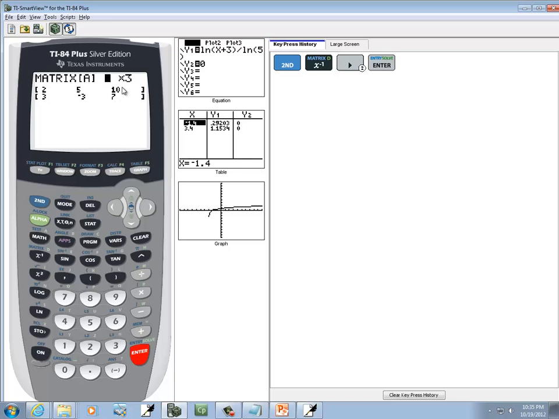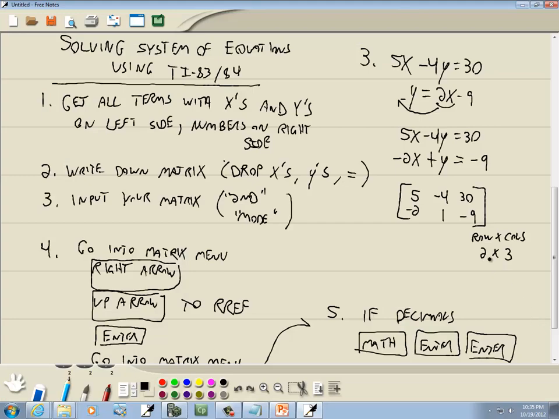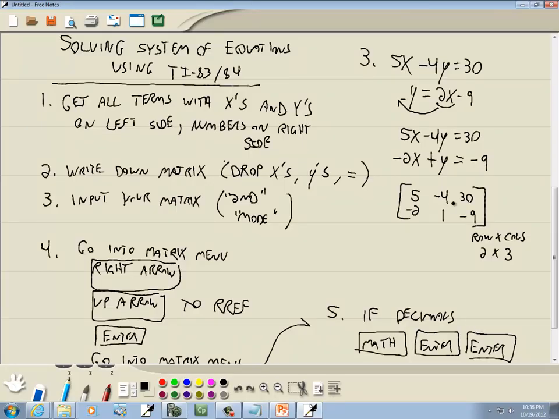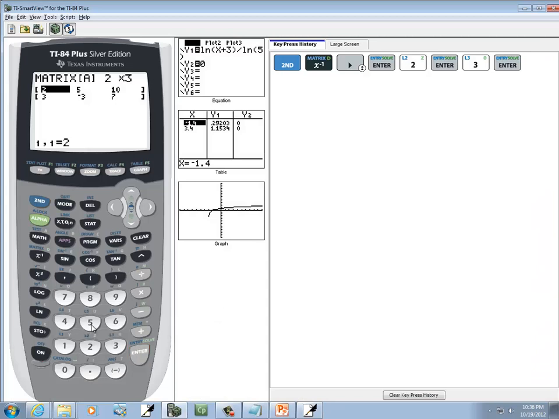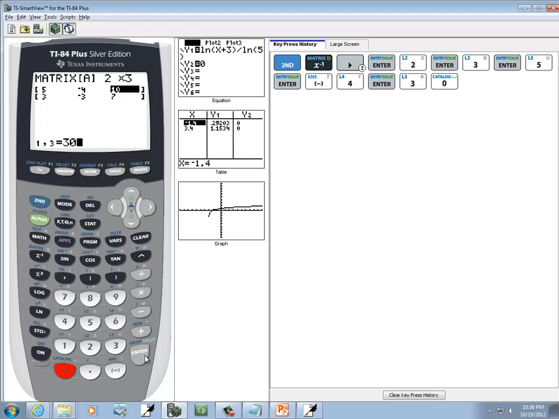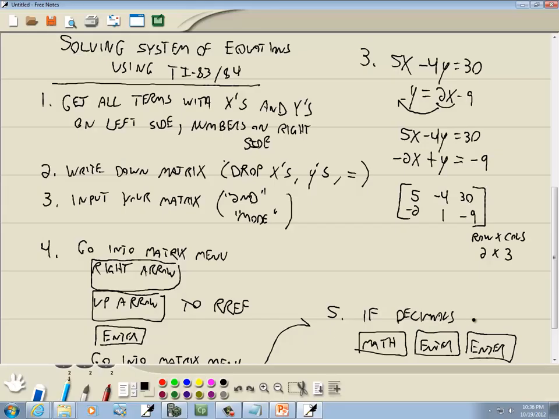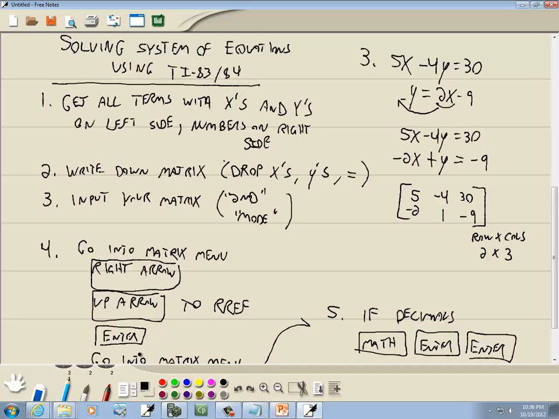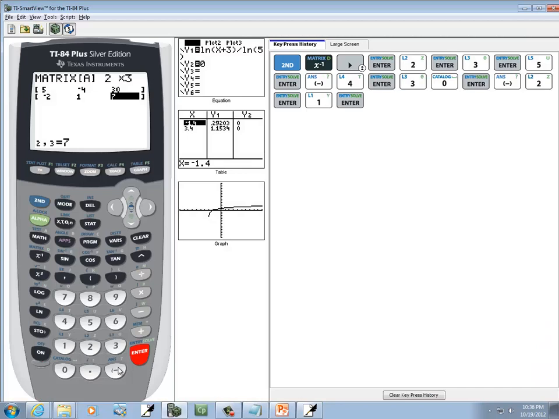First thing it asks us for is the size of the matrix. We said this is going to be a 2 by 3. So you do 2 enter and 3 enter. Now we want to put our numbers in. So we got 5, negative 4, 30. So do 5 enter, negative 4 enter, 30 enter. After you type in each number and press enter, it saves it and goes to the next cell. And then negative 2 enter, 1 enter, and negative 9 enter.